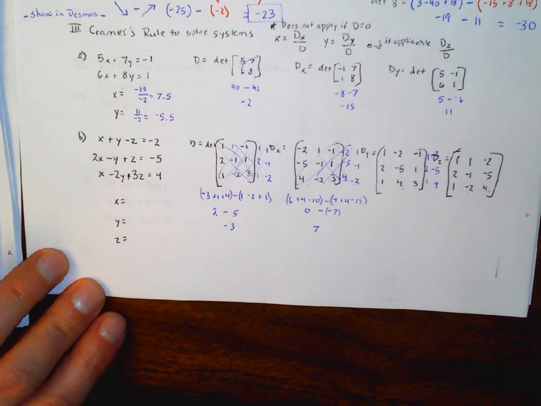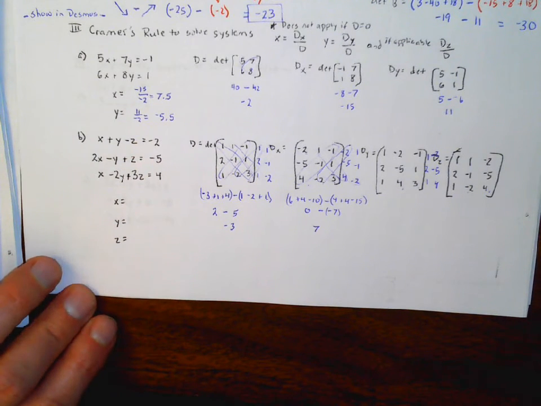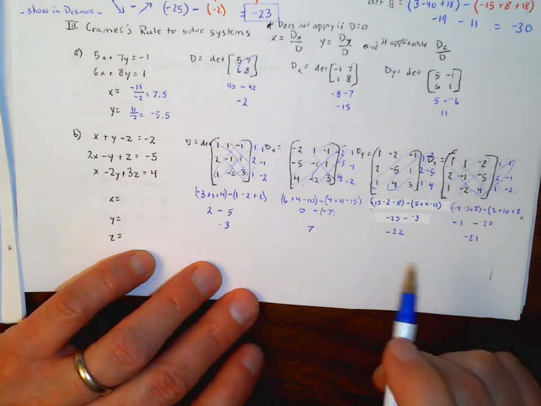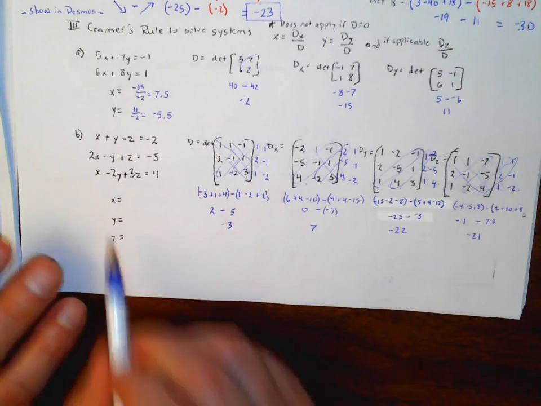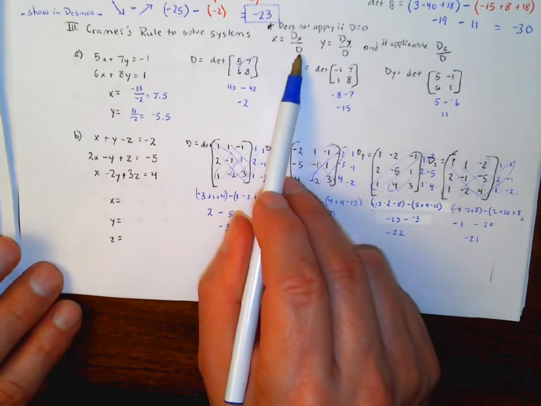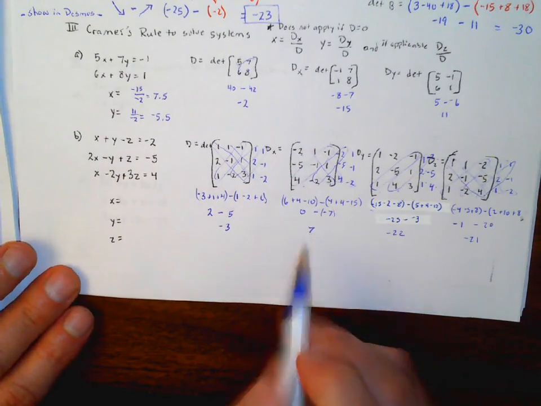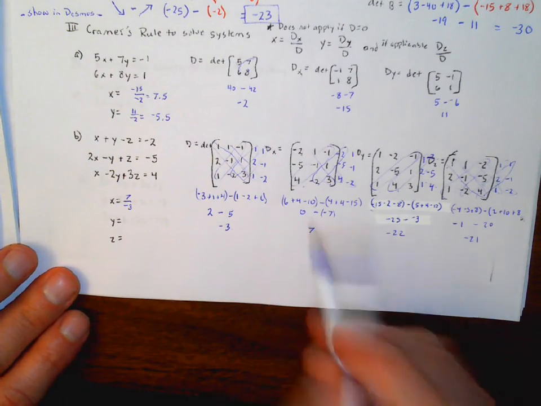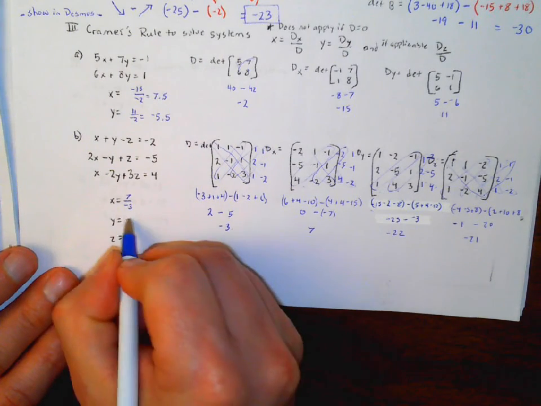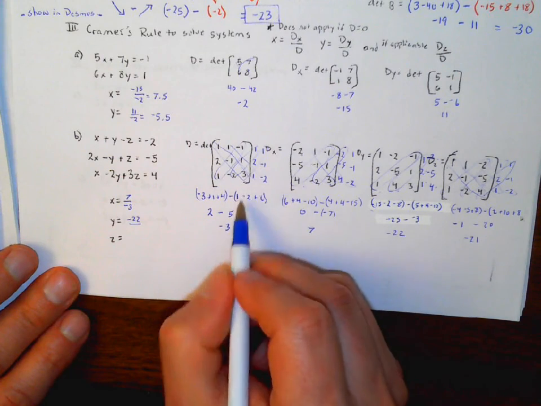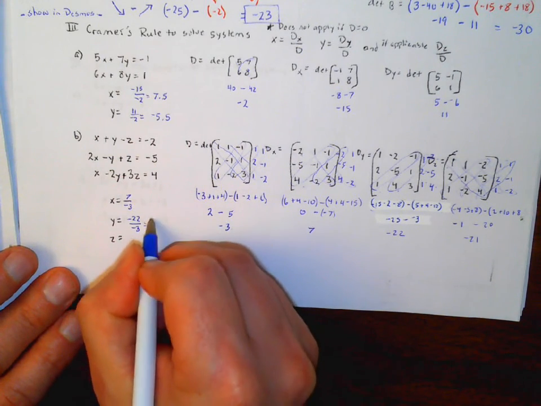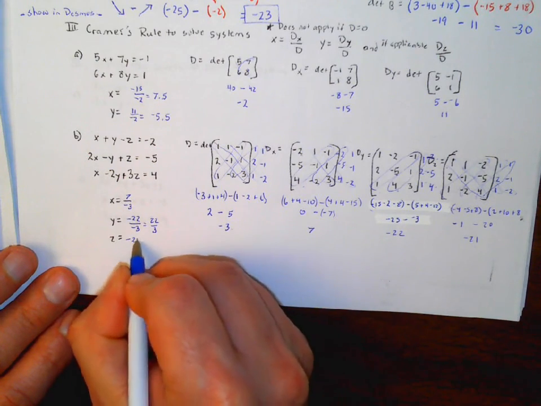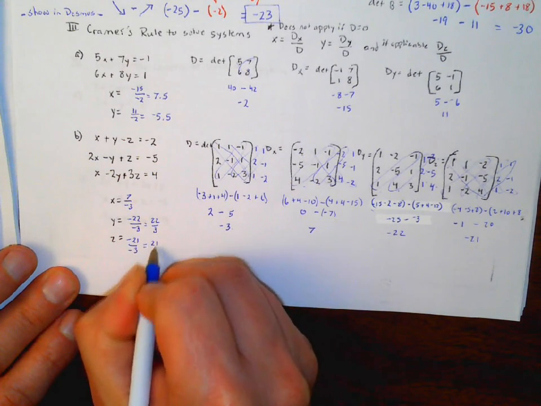Okay, I won't bore you by finding these, but hopefully you find these here. I worked those out here. That's negative 22 and negative 21. Now to find x, it's going to be Dx over D. So Dx was 7 over D was negative 3. My y would be Dy, which was negative 22, over D, which is negative 3, which is 22/3, and Dz over D would be 21/3.